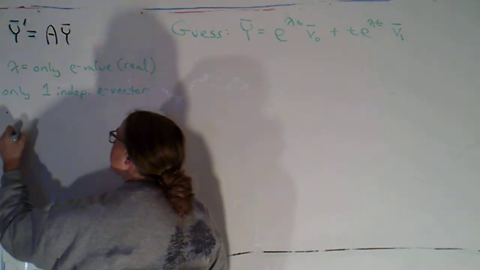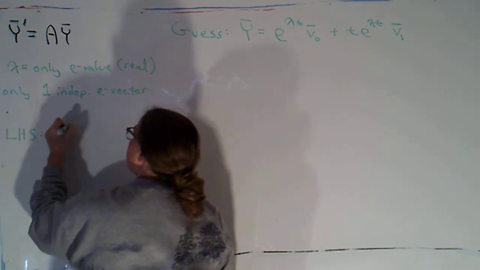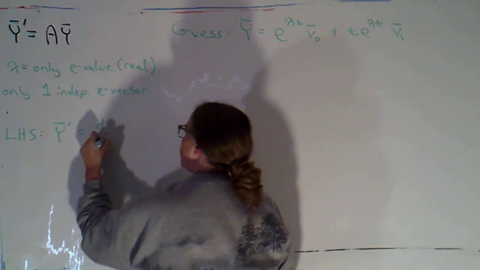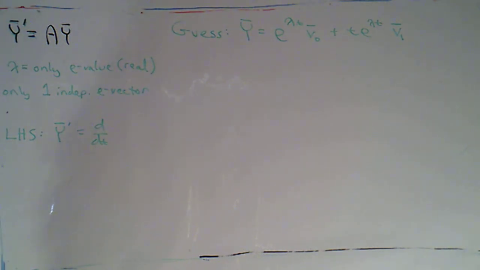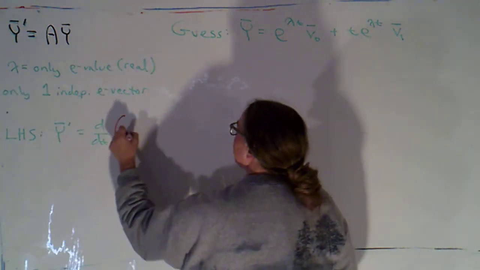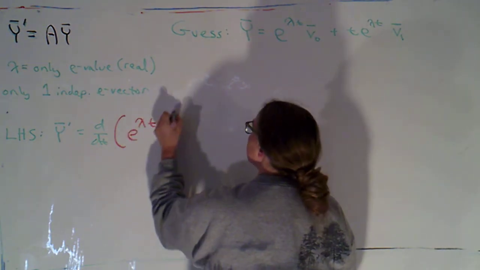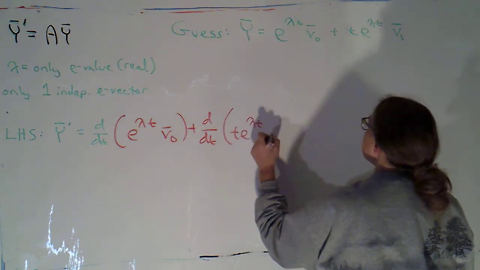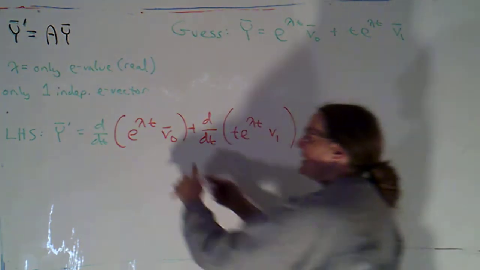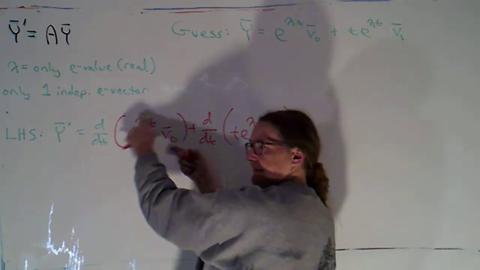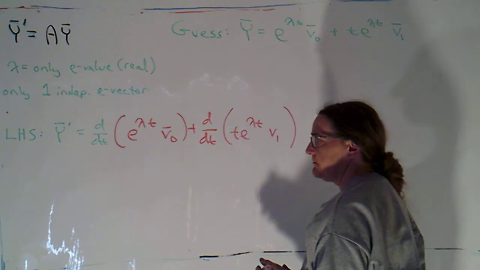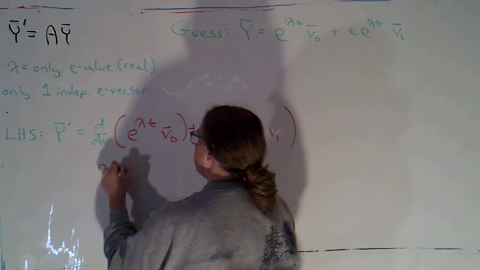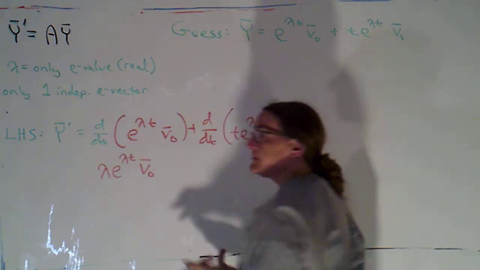If I look at the left-hand side, that's going to give me y prime, the derivative. So I'm taking the derivative with respect to t of e to the lambda t v0 plus the derivative with respect to t of t e to the lambda t v1. Now here, the only t's show up in this scalar valued function. v0 is just a constant vector. So I'm basically using the constant multiple rule here when I say this is going to be lambda e to the lambda t times v0.